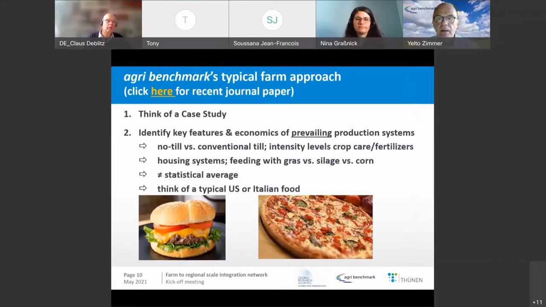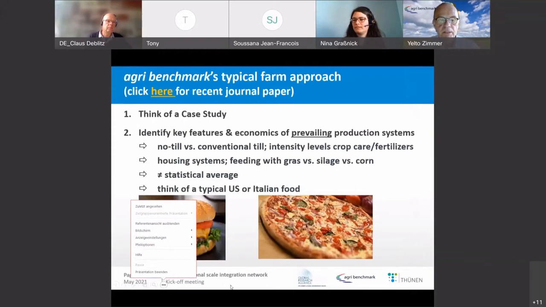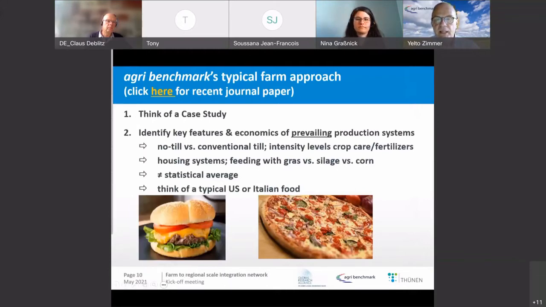Our key instrument by which we operate is that we collect data on typical farms. And what a typical farm is, for those who are not familiar with the concept, I think the best way is to think of a case study. It is meant to represent the key technical features and the key economic data for prevailing production systems. That means it's not an average across a number of farms, but it's representative for a major share of output.